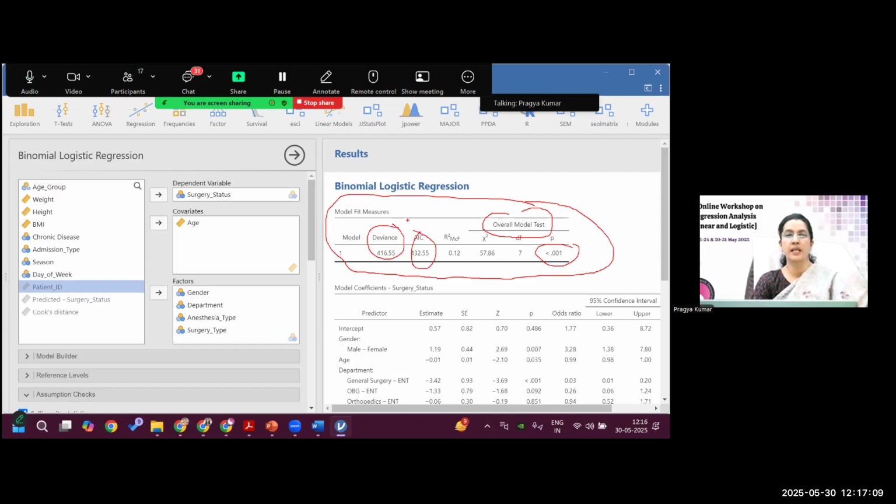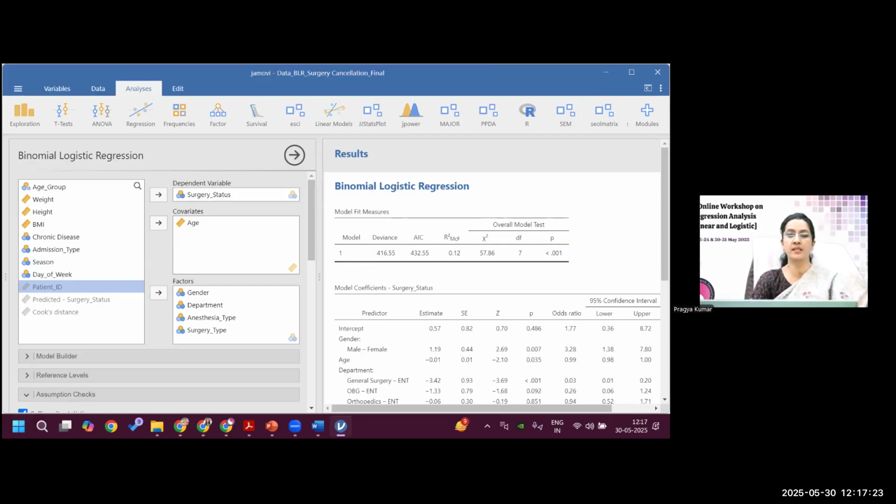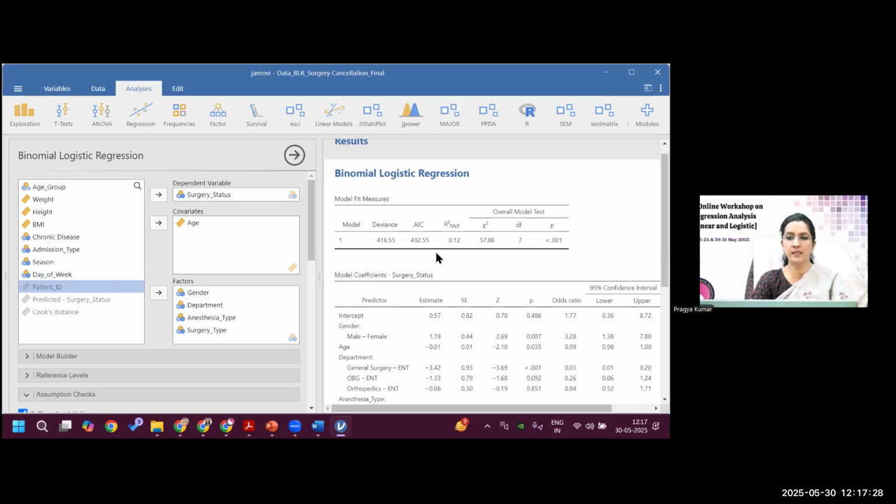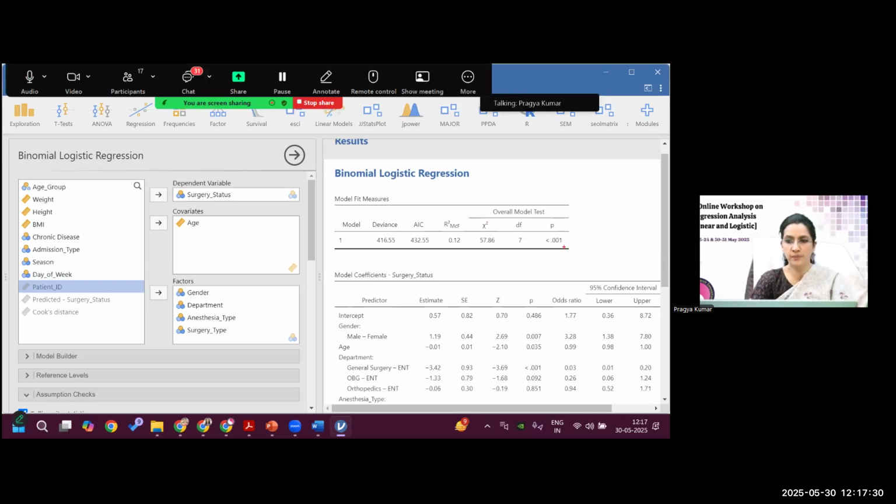Why? Because the absolute value of AIC and deviance has no meaning. If you perform the hierarchical analysis, then only if there is a decrease in this AIC and BIC do you say that yes, this model is better. So that's why AIC and BIC are not important. You should report these two values, the p-value and the R square value, 12%. How will this 12 be explained? 12% means there is an improvement from the null model.